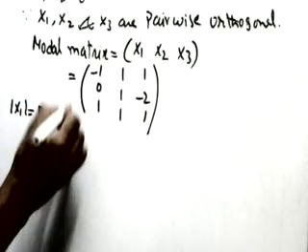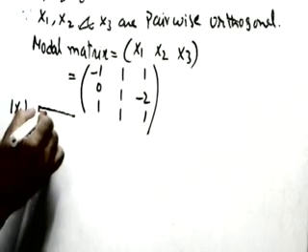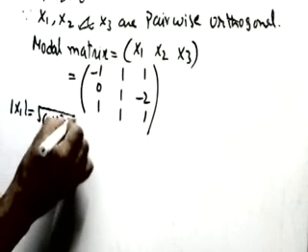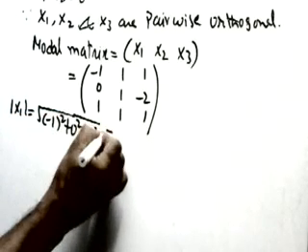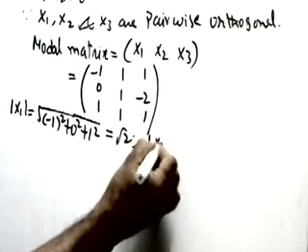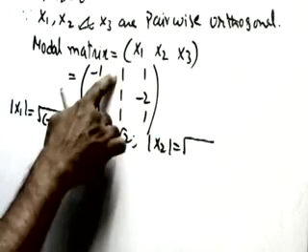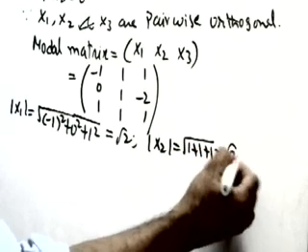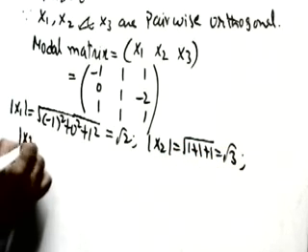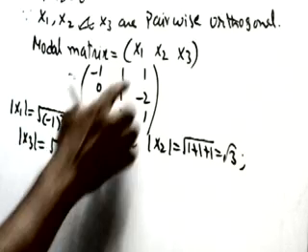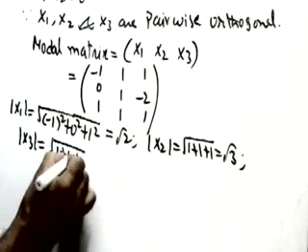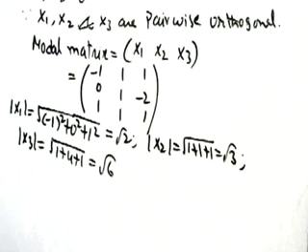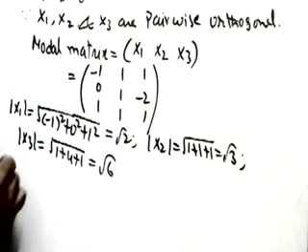For that, let me find mod x1. Mod means under root of the sum of squares of these 3: minus 1 square, 0 square, 1 square. This will be root 2. Now mod of x2 is under root of 1 square plus 1 square plus 1 square, 1 plus 1 plus 1, that is root 3. Now mod of x3 equals under root of 1 square, 2 square, 4, 1, that is root 6. If we divide by these mod values, we will get the normalized model matrix.